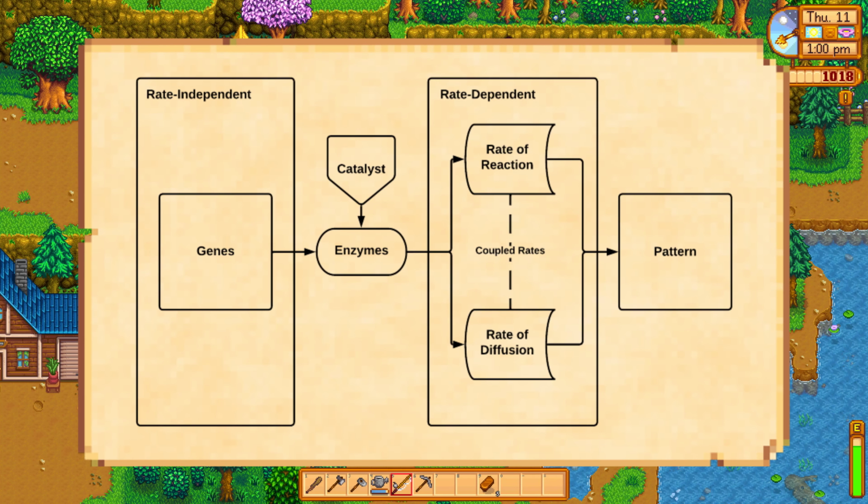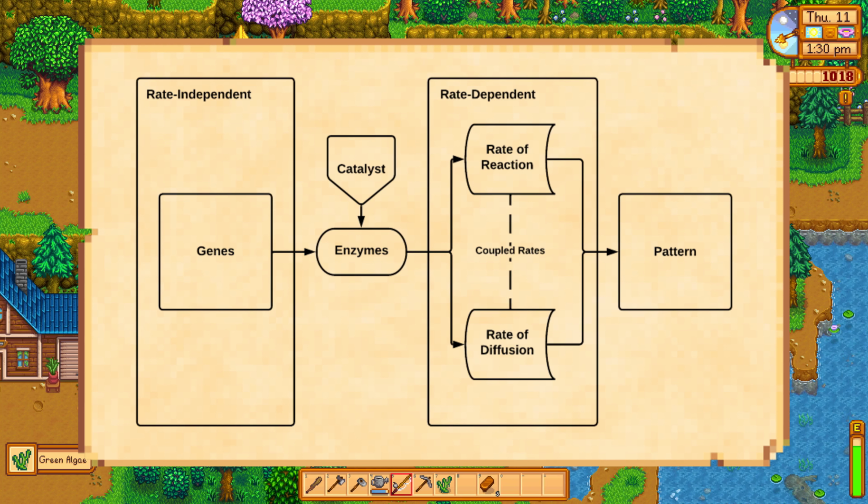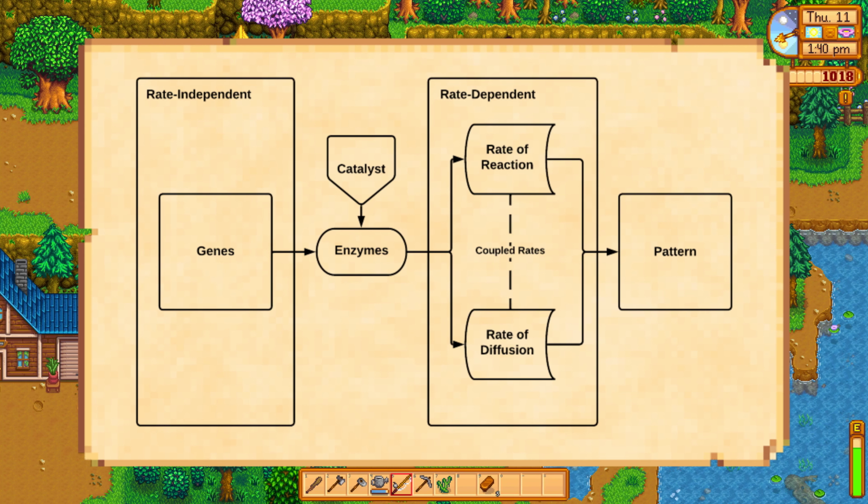Here, it's worth expanding the metaphor we just looked at, which we can do with this diagram. As you all can see, genes are rate-independent. What this means is that it doesn't matter how fast or how slow they're decoded. They simply are, a kind of static information. However, when enzymes come into play, everything changes. Now, the information that we find in genes is being realized through the coupled rates of reaction and diffusion just discussed. Enzymes are catalysts, chemical elements that can accelerate or decelerate reactions.